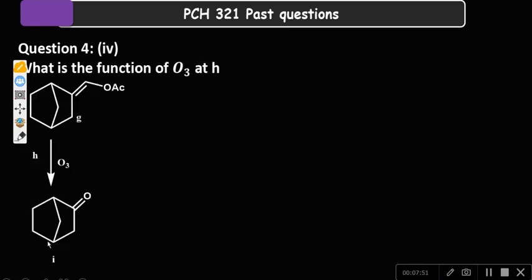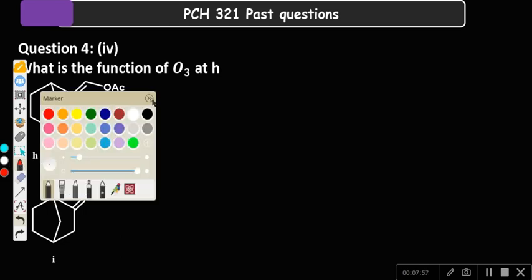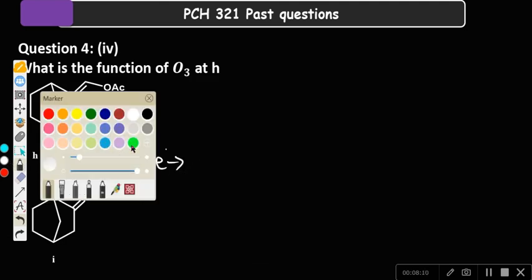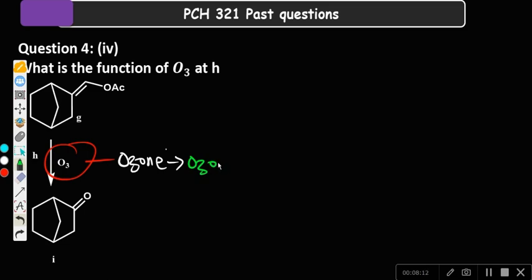The next question says, what is the function of O3 at H? Function of O3 at H. Now, if you look at this reaction very well, O3 is what? Ozone. Now, you agree with me that ozone in this reaction is what actually aids in the process we call what? Ozonolysis. Ozonolysis. Are you getting it now? So if you are asked, what is the function of O3 at H?